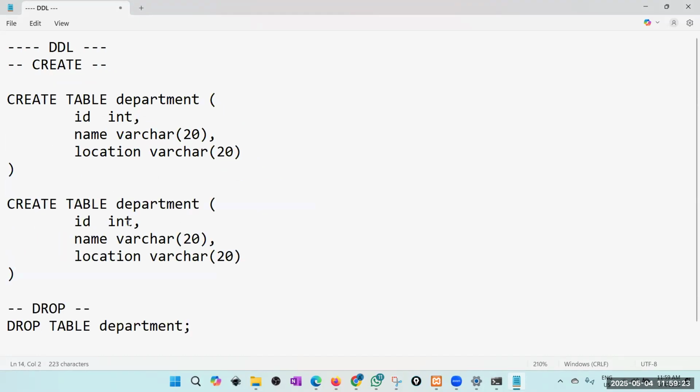Create table department, ID int not null and primary key. This is approach number one. I can run this because I have dropped the table.